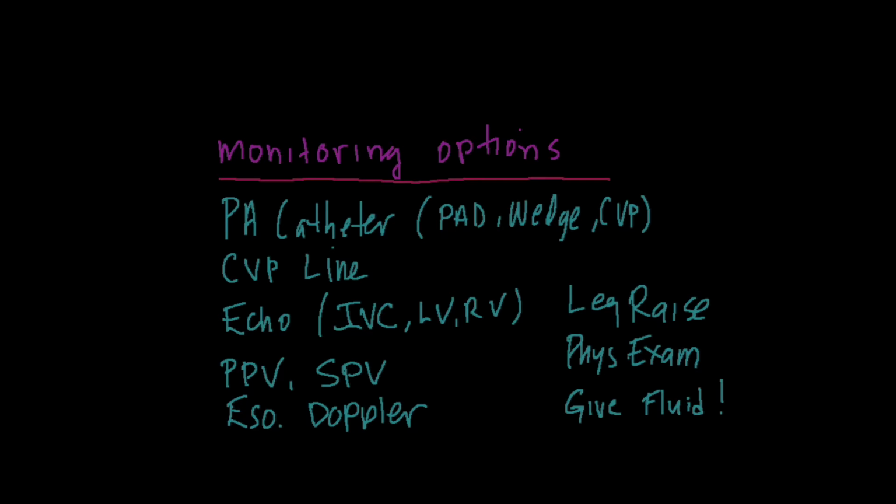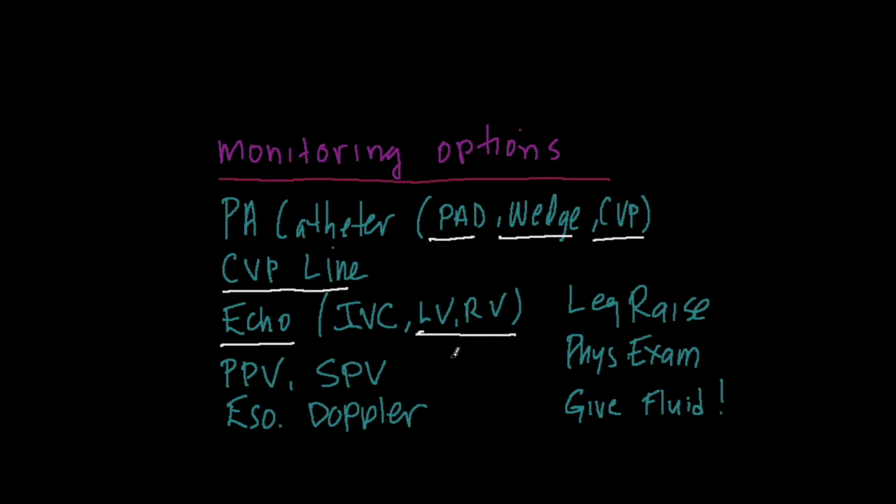dry or fluid replete. There is the PA catheter, which allows you to actually generate Starling curves if you think you can do that. Often in critical illness, they're all pretty kind of flat, but you can follow the PA diastolic or the wedge pressure or the CVP with the PA catheter in place. The CVP line can give you CVP values as well. There are various findings on echo that can help you.